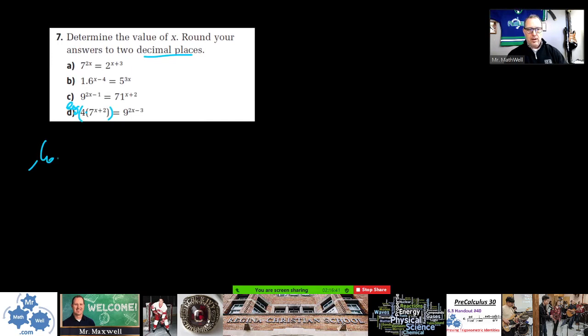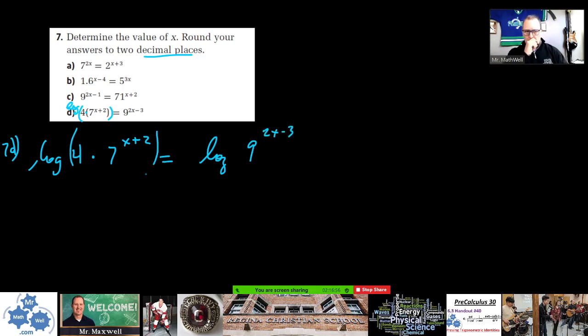So if we take the log of both sides, this is for 7d, that's log of 4 times 7 to the x plus 2 equals a log of 9 to the power of 2x minus 3. So remember, if we have factors inside of a log, we can separate those, which is what I'll probably want to do here. Now I'm going to use the power rule on this one, but also on this one. So this one I'm just going to put the 2x minus 3 down there now.